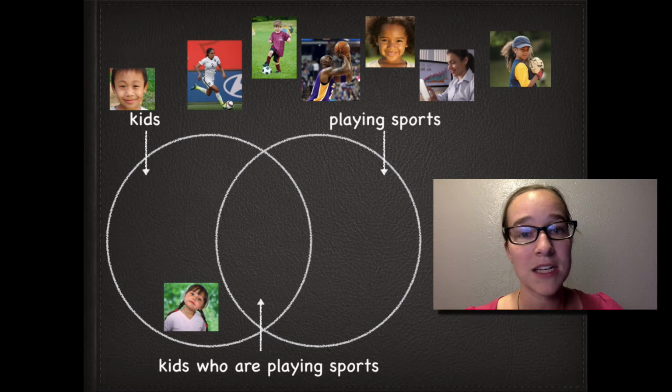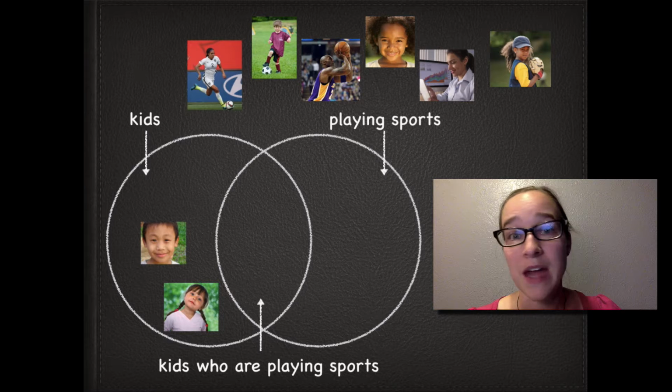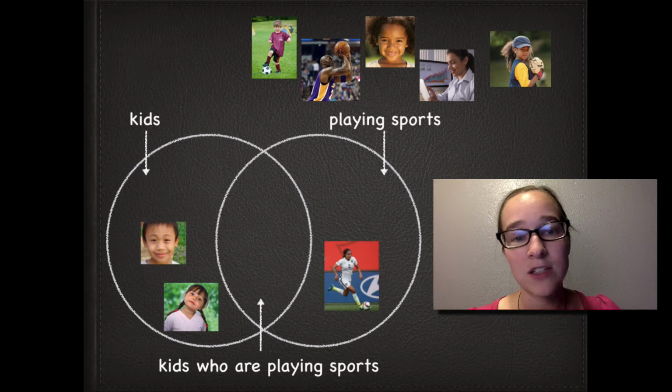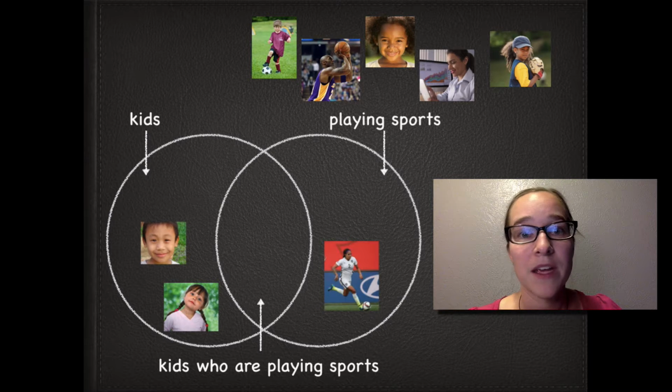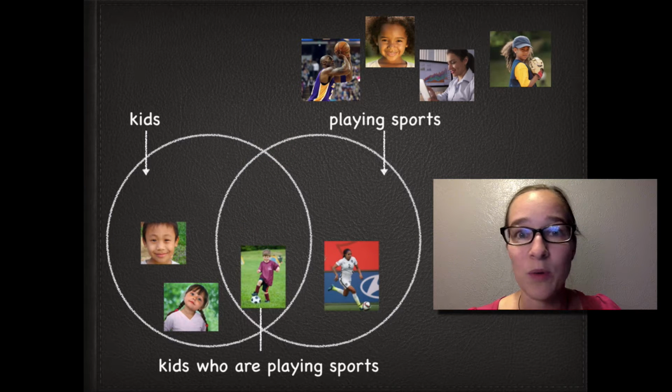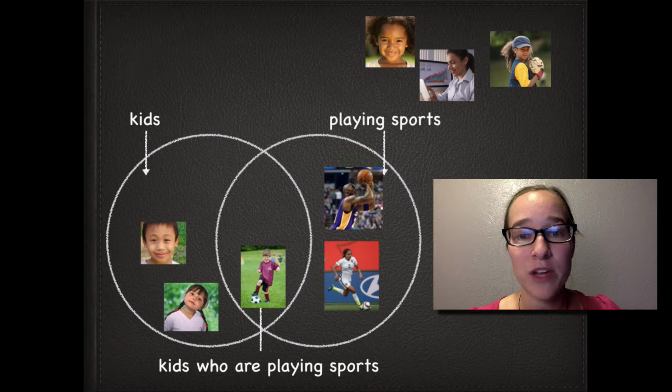We have just a kid hanging out, not playing a sport. We have another kid not playing a sport. Here we have an adult who is playing a sport, but that adult is not a kid, so we'll put it in the side where it says playing sports. Our next picture is a picture of a little boy who is playing soccer, so that is a kid who is playing a sport. We'll put it in the middle where the circles overlap. Our next picture is a picture of a man playing basketball, so that will go here in our playing sports side. He's not a kid, so it can't go on the kid side.